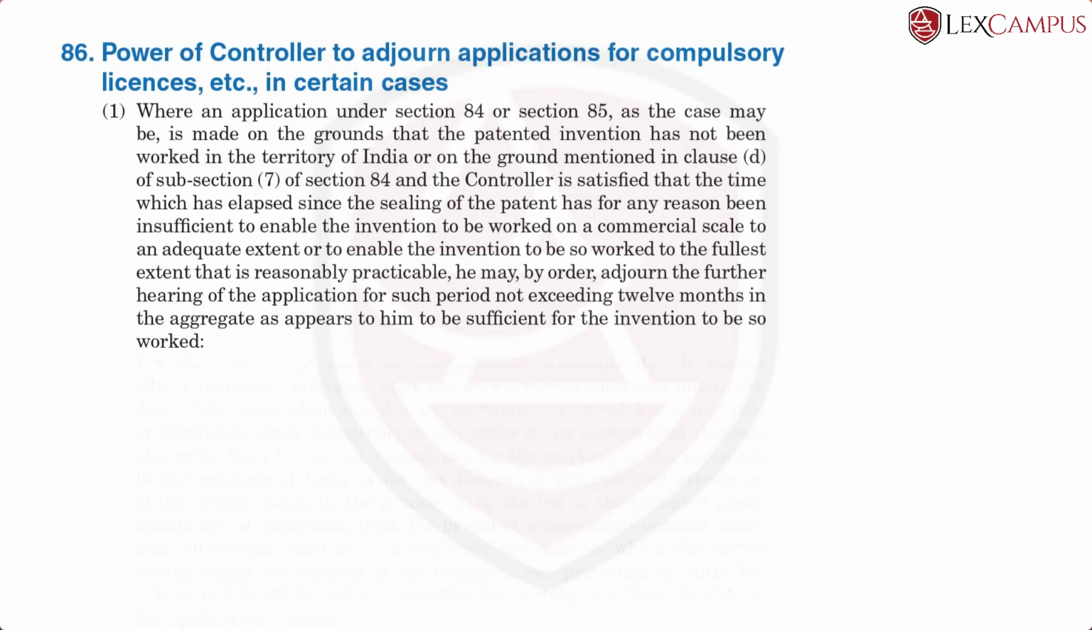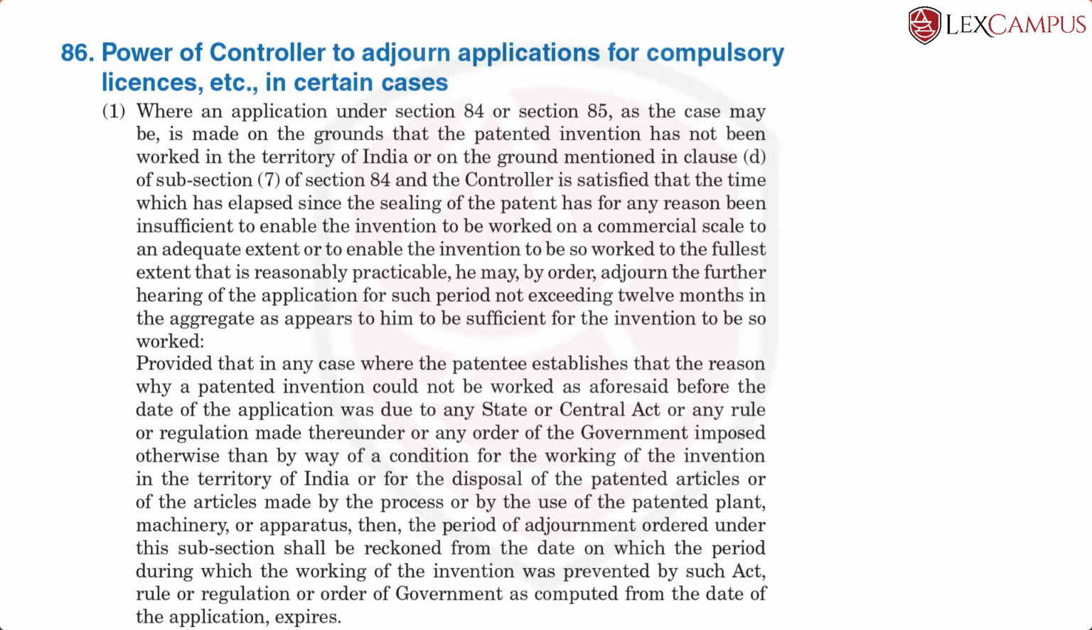There is a proviso provided that in any case where the patentee establishes that the reason why the patented invention could not be worked as aforesaid before the date of the application was due to any state or central act or any rule or regulation made thereunder, and any order of the government imposed otherwise than by way of a condition of working of the invention in the territory of India, or for the disposal of the patented articles, or of the articles made by a process or by the use of a patented plant, machinery or apparatus, then the period of adjournment ordered under this subsection shall be reckoned from the date on which the period during which the working of the invention was prevented by such act, rule, regulation or order of the government.